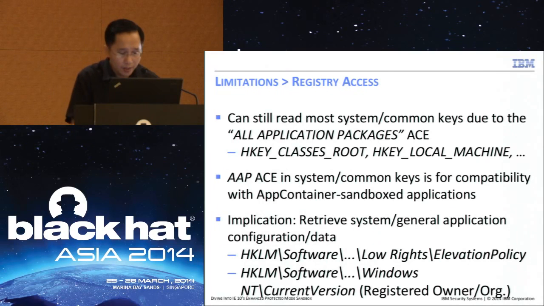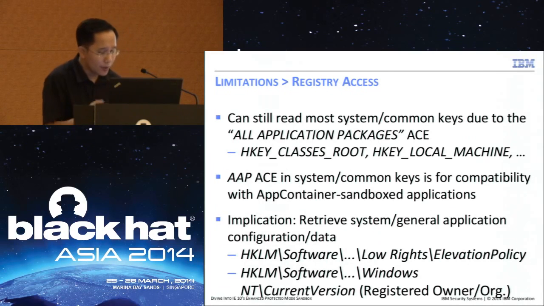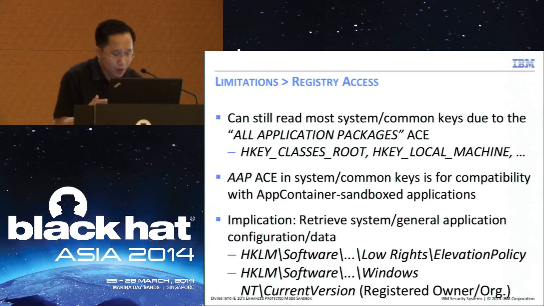In the registry, most system and common keys can also be read because of the all application packages ACE. Again, the reason for the all application packages ACE is for compatibility with app container sandbox applications. This means that the sandbox code can retrieve system configuration information which can be used for future attacks. For example, code can enumerate the elevation policies and find out what are the registered applications that can be run in medium without prompt and possibly attack that.